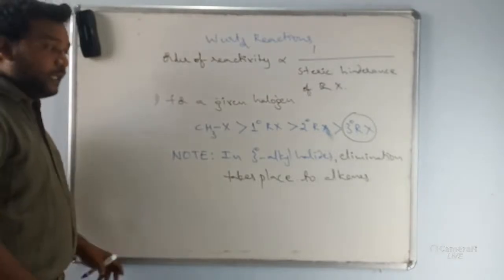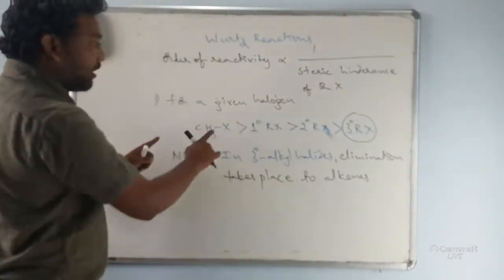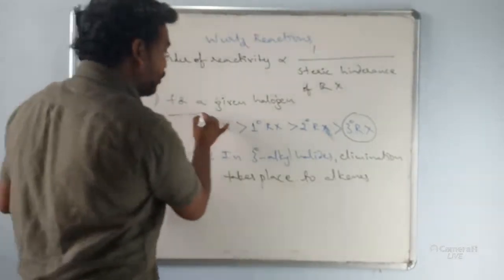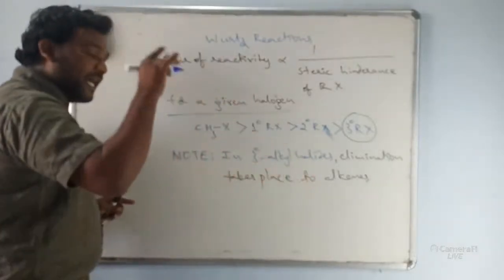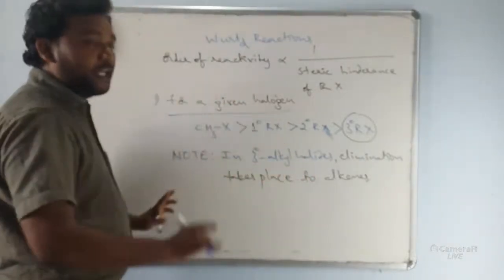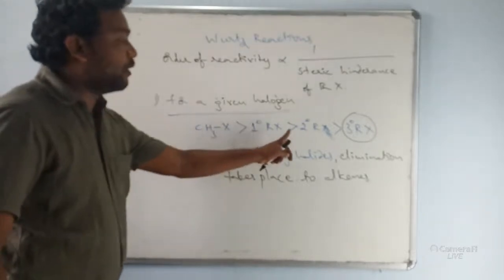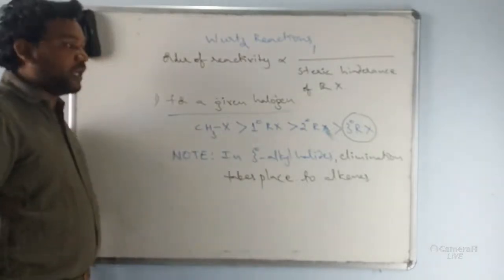I will tell you suitable examples here. This is the order of reactivity for a given halogen. Different alkyl halides are there. For a given halogen, the halogen is the same and the alkyl groups are different. Based on the different alkyl groups, we have the different types of alkyl halides. We can follow this.